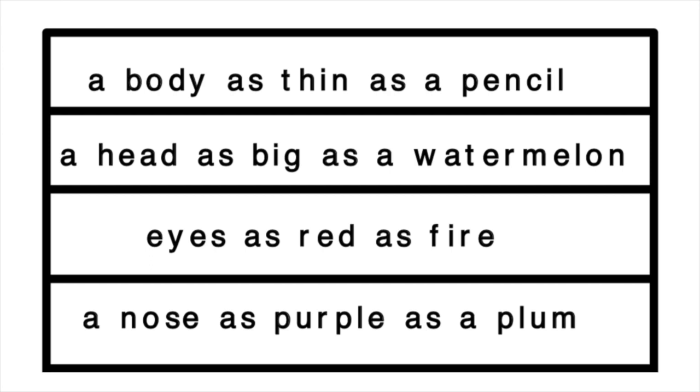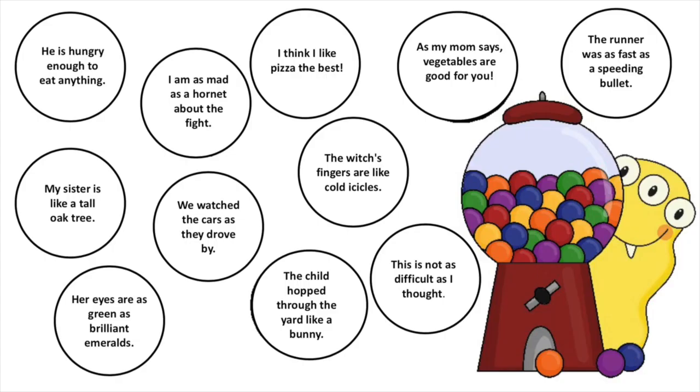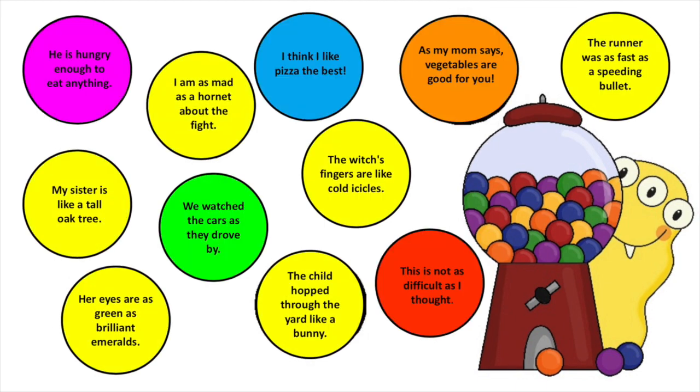Here are some other examples of similes. A body as thin as a pencil, a head as big as a watermelon, eyes as red as fire, a nose as purple as a plum. So take a look at these phrases. Some of them are similes, some are not. Let's take a look at which ones are similes. The ones that are yellow are the real similes.